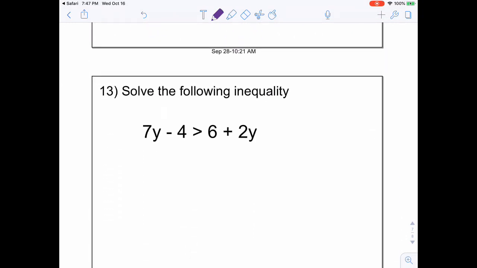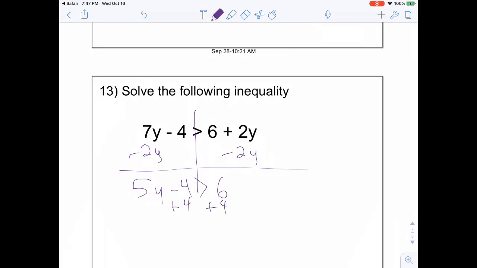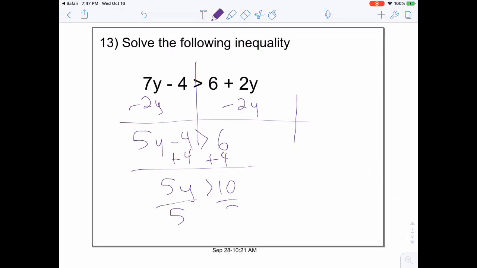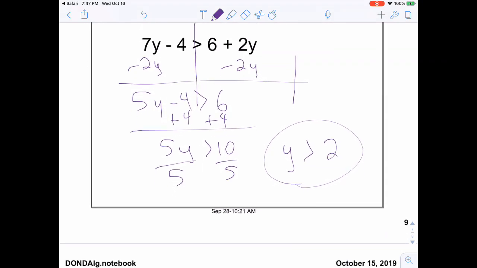Solve the following inequality. You solve an inequality the same way you would solve an equation. Whatever you do to one side, you do to the other. I'm going to subtract 2y, giving me 5y minus 4 is greater than 6. Make sure we don't change this greater than sign to an equal sign. We're in a habit of doing so. Divide by 5, divide by 5. I don't flip the inequality because I didn't divide or multiply by a negative. So we have y is greater than 2.